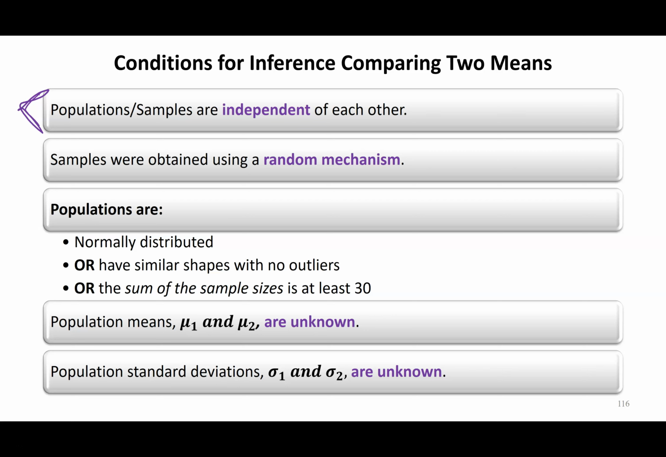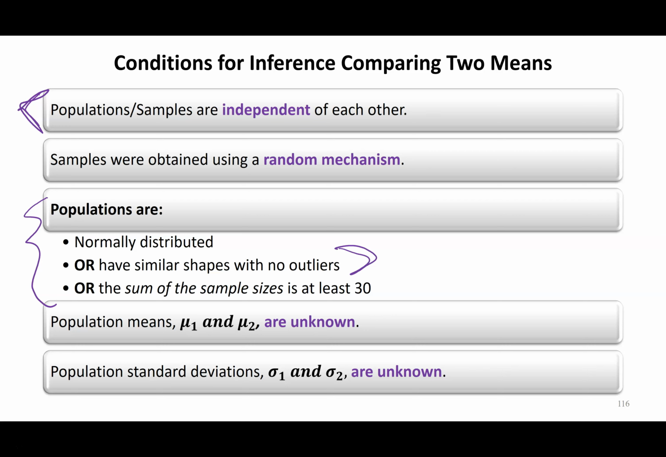Samples obtained using a random mechanism. So this is important in the sense that we need to know, was there random sampling? And if it's an experiment, we also want to know, was there random assignment to treatment groups? And then populations, we want to know, are the populations involved normally distributed? A lot of times we won't necessarily have the benefit of knowing that, but we want to know at least, is our sample size going to be big enough for that central limit theorem to kick in?